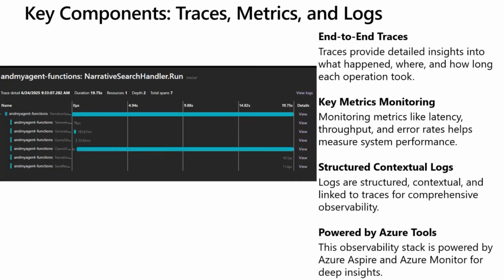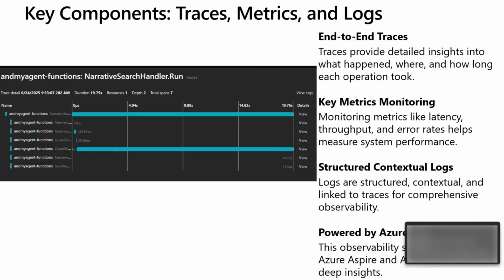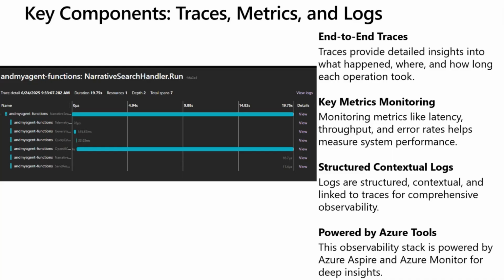Here's a double click inside one of those traces that you saw there. It tells you that this narrative search handler made a call. It called generative AI, which is OpenAI. It did a query into Qdrant. It did an OpenAI chat completion, and it returned some items. And it tells you right here how many milliseconds or seconds the entire thing took. So this is one example of a trace inside that experience.